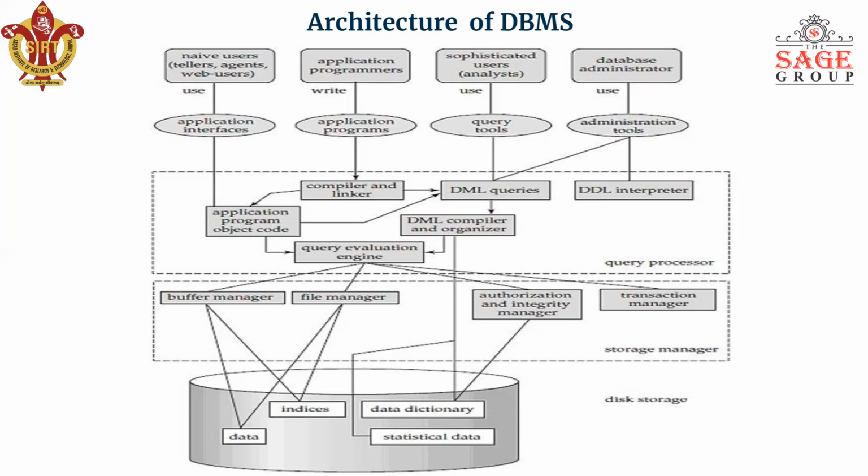So whenever any user wants to access any data, they use some application program. With the help of the application program, they can fire queries, and the query evaluation engine then searches that data from the databases. The data dictionary is there, and the indices are there for easy retrieval of the data. So this is the structure of the DBMS, or we can say the three-schema architecture of DBMS. There are three levels: physical level, logical level, and view level.